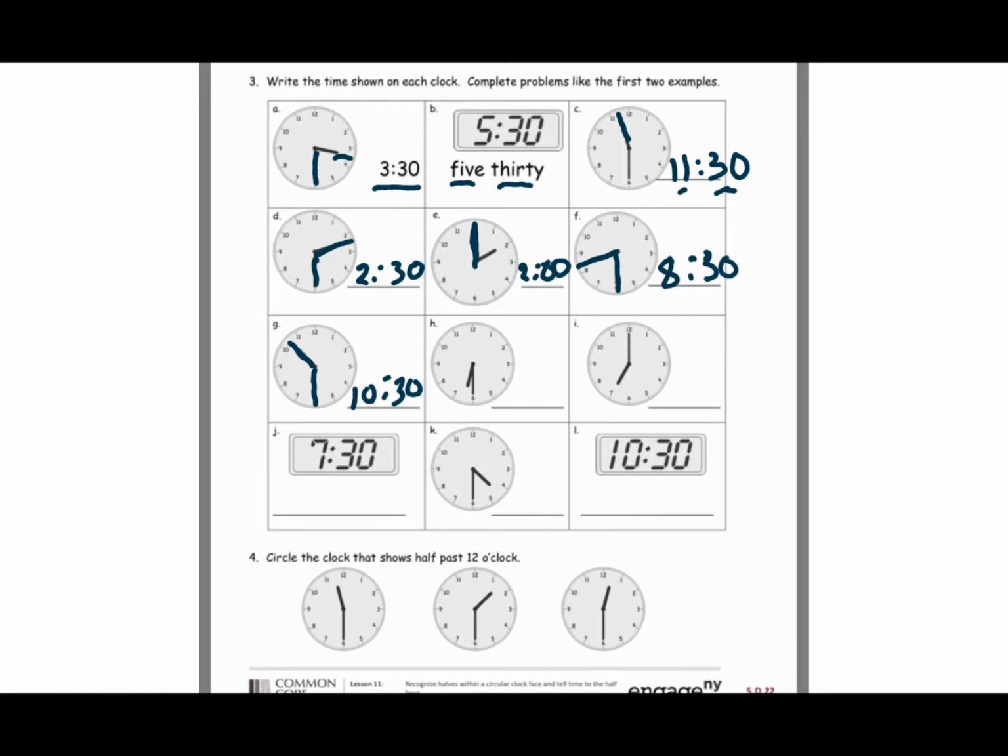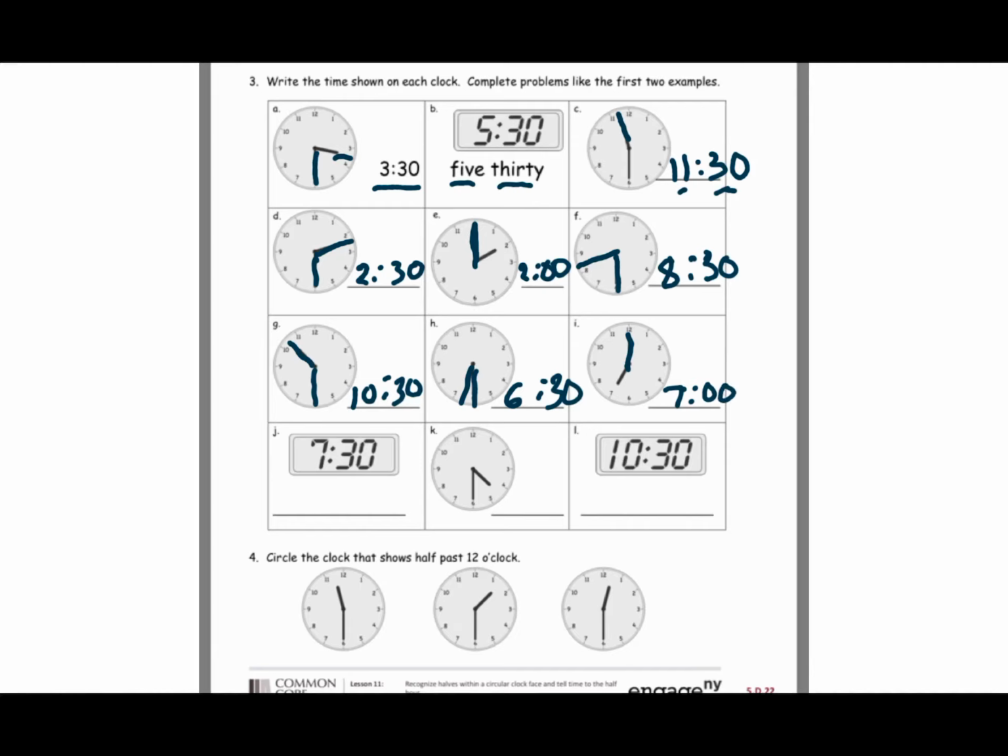Next, boys and girls, I see my hour hand is past the 6, but it's not at the 7 yet, so it's still 6 o'clock, and my minute hand is at the 30, so it's 6:30. The next clock, boys and girls, letter I, my hour hand is at the 7, so it's 7, and I have my minute hand at the o'clock.